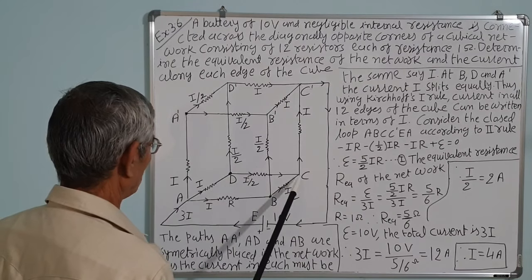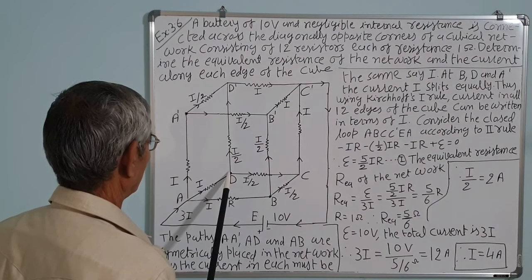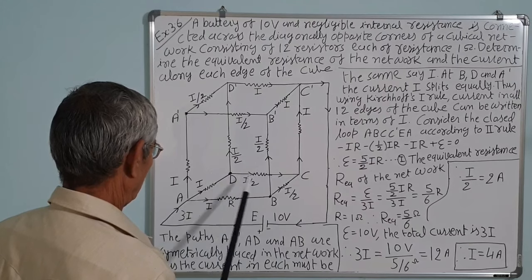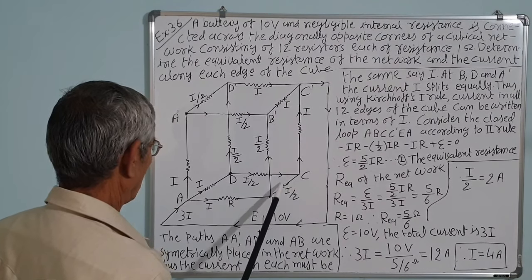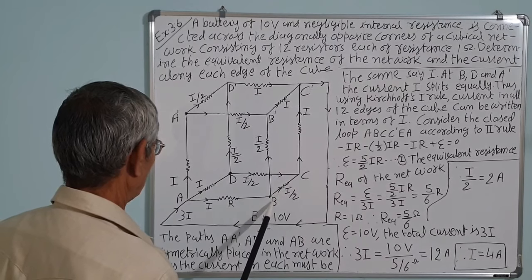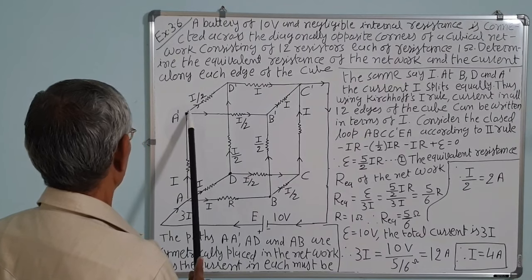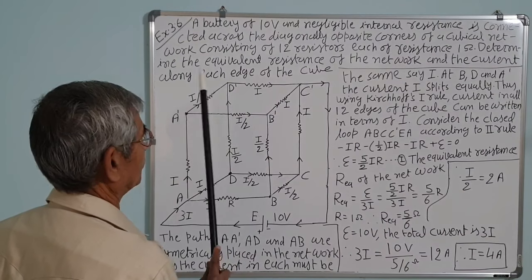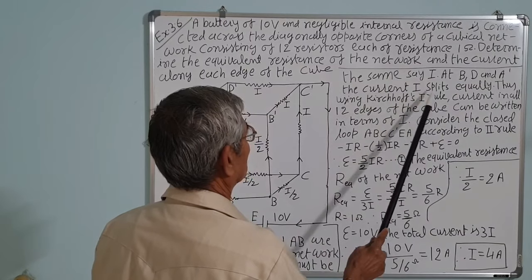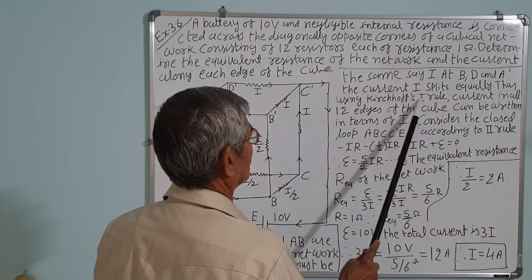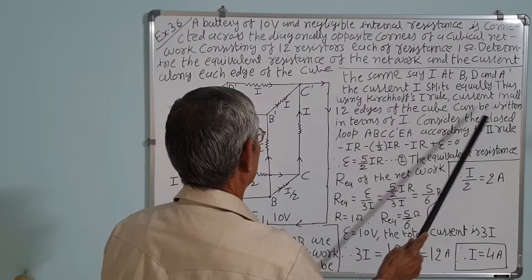Here it divides into 2 parts, at D and at B. Say this is I by 2 current, this is I by 2, here also I by 2, I by 2, here also I by 2, I by 2, and this, the same I. At B, D and A dash, the current I splits equally. Thus, using Kirchhoff's first rule, currents in all 12 edges of the cube can be written in the form of I.